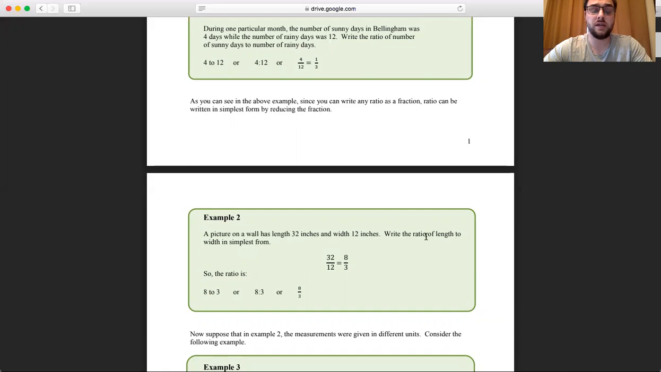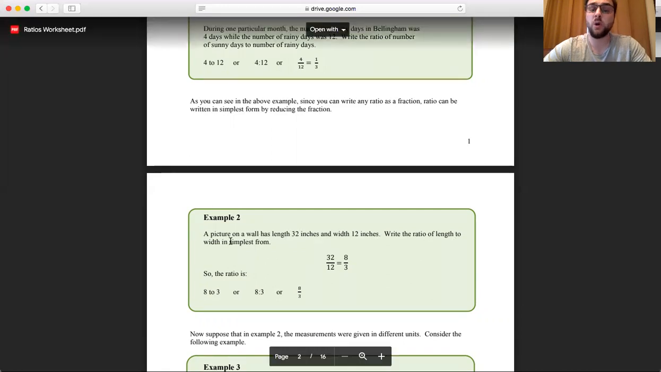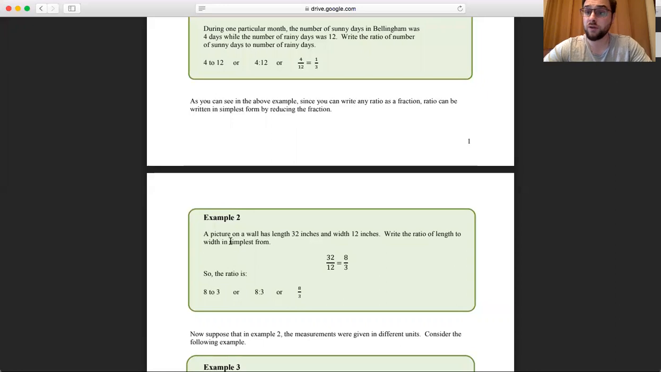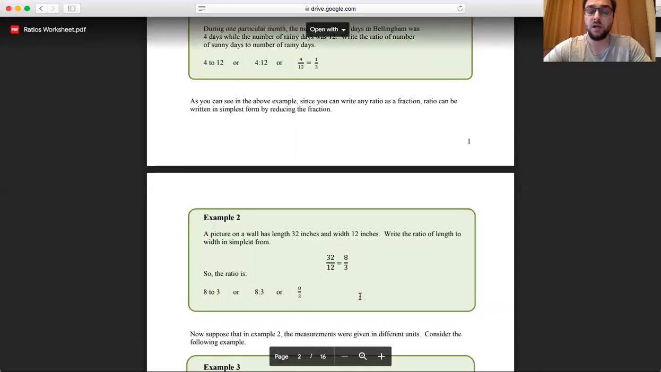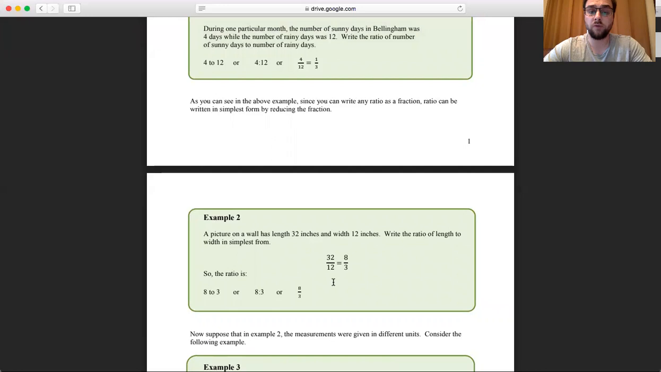Write the ratio of length to width in simplest form. We know we're doing a ratio, so you can do one of the 3 ways as is shown down here. So they got 32 over 12, which would be 8 to 3, because when you break down 32 twelfths, you find what number goes into it.